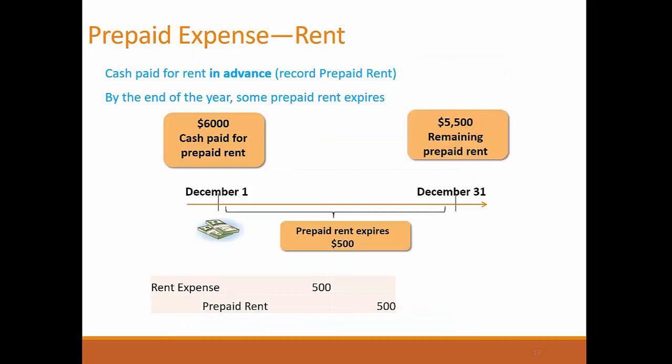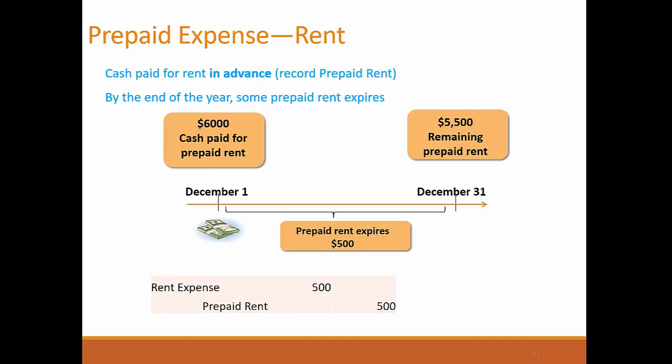Okay, and here's the example of the rent. I paid for all my rent up front, and that was on December 1st. On the 31st, I make an adjustment for the amount of rent that I have used or that's expired, which is $500. How do I get that? Well, $6,000 divided by 12 is $500 a month. So that's how I get that.